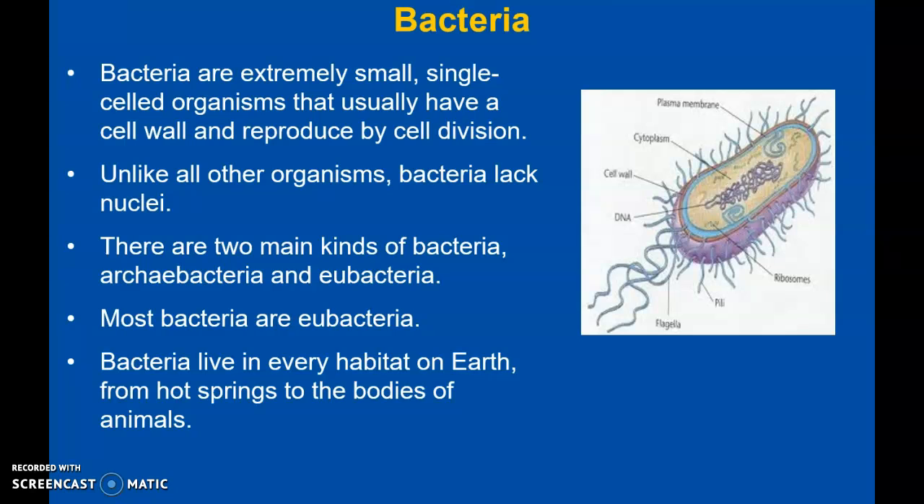But bacteria are small, they're single-celled. They usually have a cell wall, and they reproduce by cell division. You'll learn more about cell division in biology class, but the cell is the smallest unit of a living thing. So we're all made up of cells, billions and trillions of cells, lots and lots of cells. Unlike a lot of organisms, bacteria do not have a nucleus in their cell.